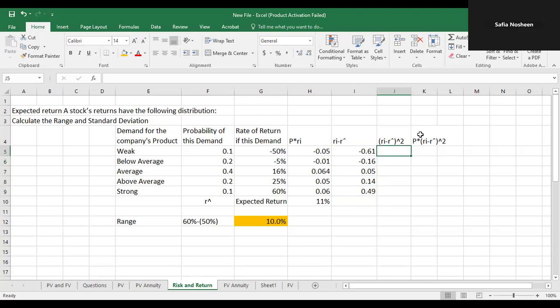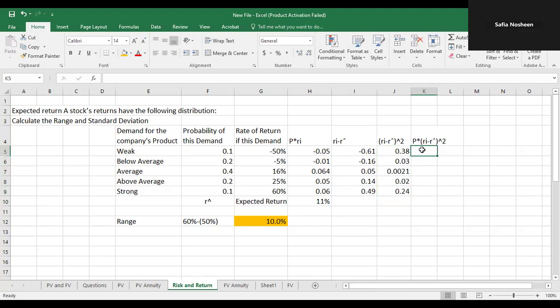And then in the next step, we will have the square of these deviations. So just take each value raised to the power of 2: minus 16% raised to power 2, 5% raised to power 2, 14% raised to power 2, and so on. So these are the squares of the deviations.